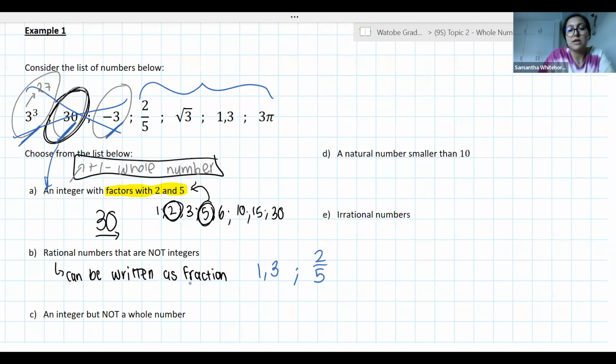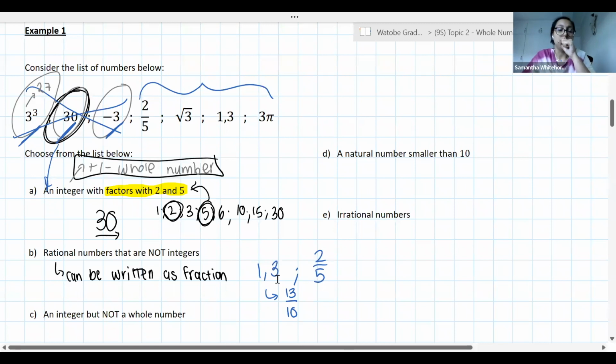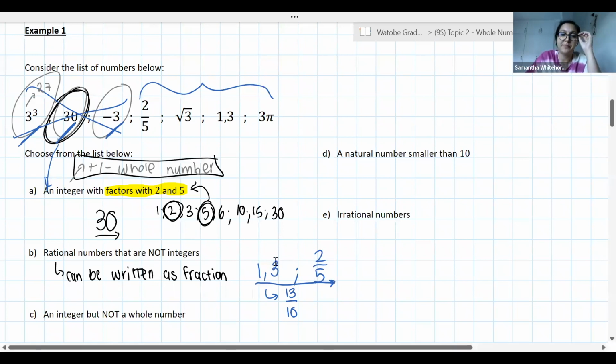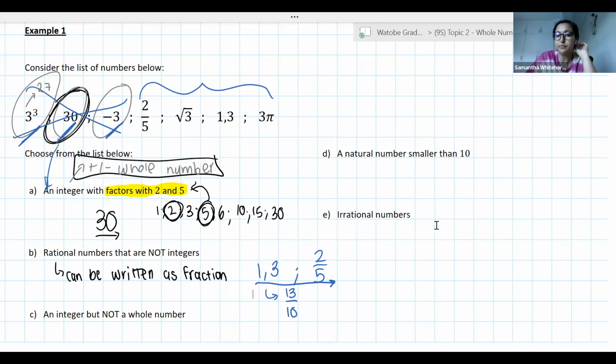And 1,3, although not written as a fraction, I could write as a fraction, 13/10. Now, the square root of 3, remember I said, is going to give you a whole long random decimal. So we can't write that as a fraction. And we know pi is quite special. So in this case for B, our answers here are 1,3, as Mpumelelo said, and 2/5. Okay, so just be careful. We're reading our questions very carefully as we go along.